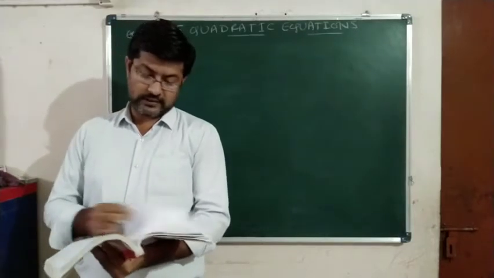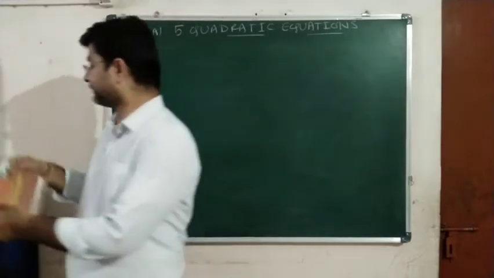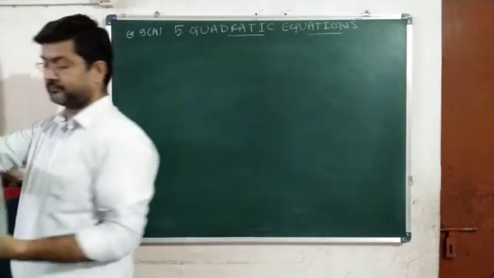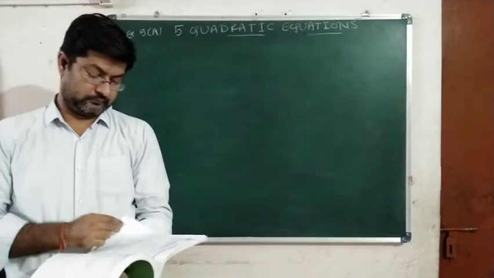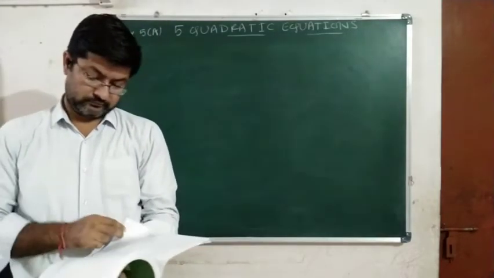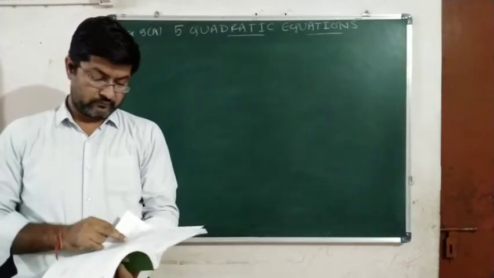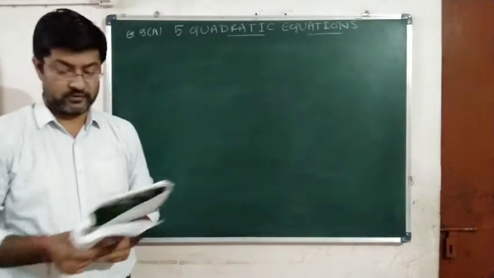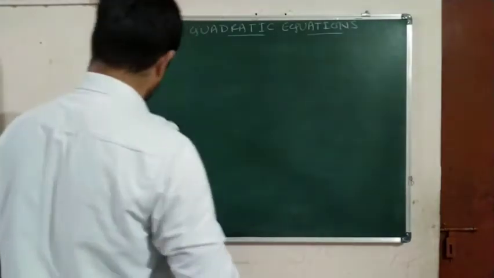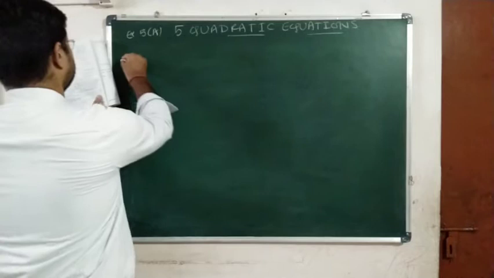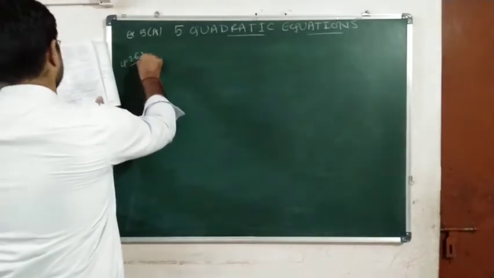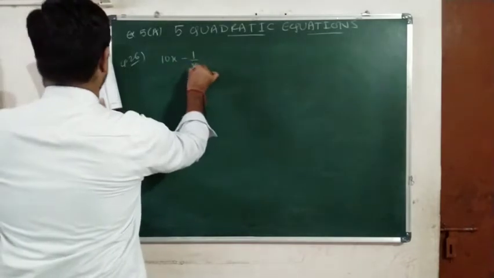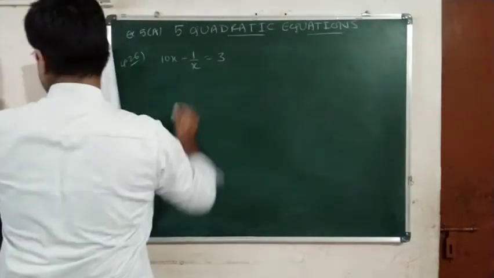In the last class, the last question which we solved was question number 25. So let us start question number 26 onwards today. Question number 26: 10x minus 1 upon x is equal to 3.